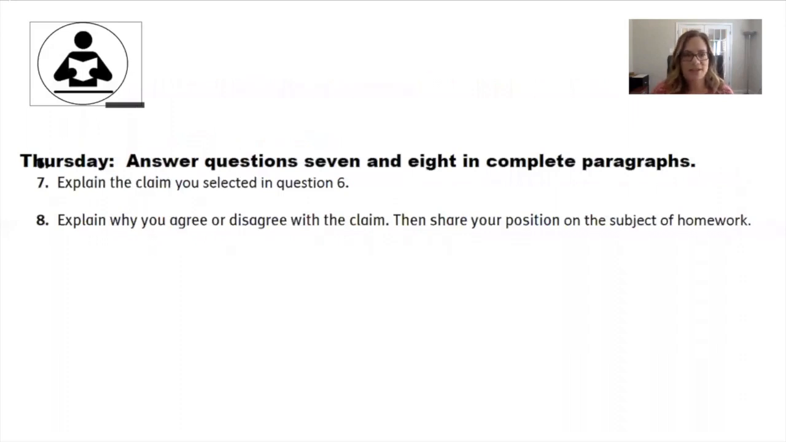for our answers here. These questions asked for you to explain the claim that you selected in question 6, and explain why you agree or disagree with that claim. Then share your position on the subject of homework. So I'm going to show you a way to kind of combine all of that together. I did not include a sample answer for this because this is really you sharing your point.